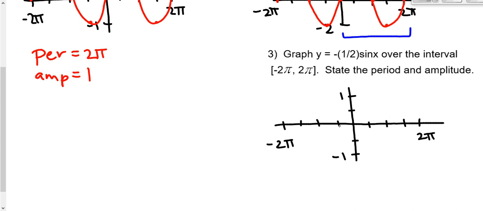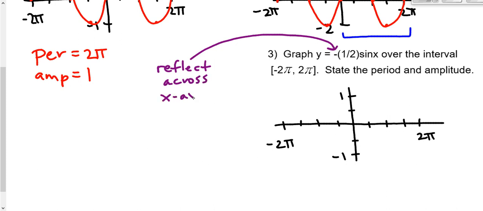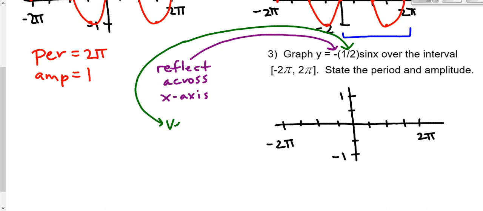Okay, what's the negative going to do? The negative is going to cause the graph to reflect across the x-axis. That's what always happens no matter what kind of function we have. When we multiply it by a negative, all the positive y values go negative, all the negative y values go positive. It reflects across the x-axis. And what's the 1/2 going to do? That's going to be a vertical shrink. Half as tall.